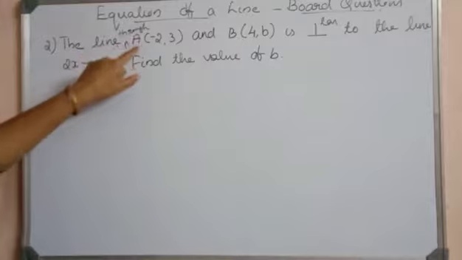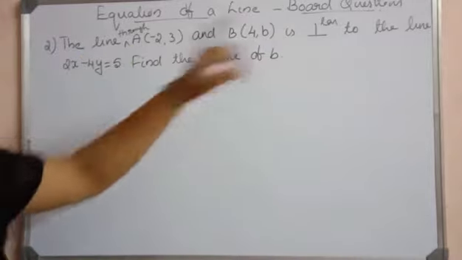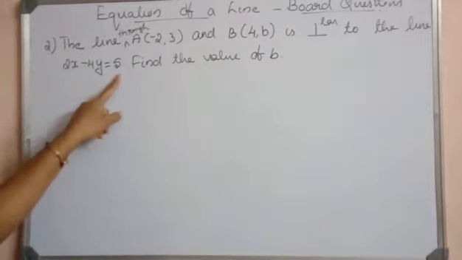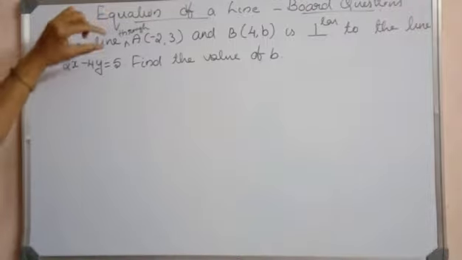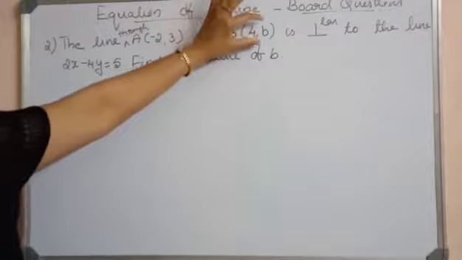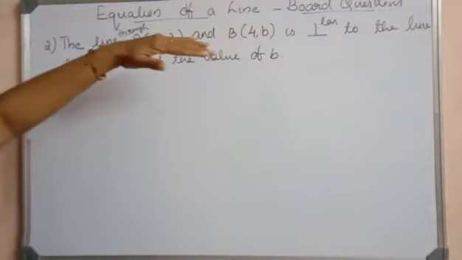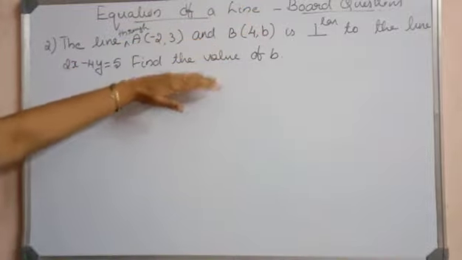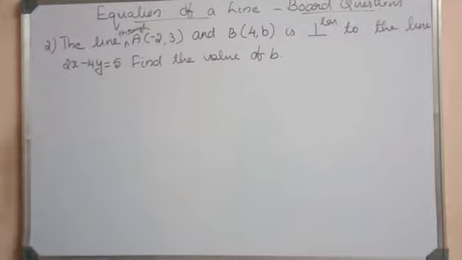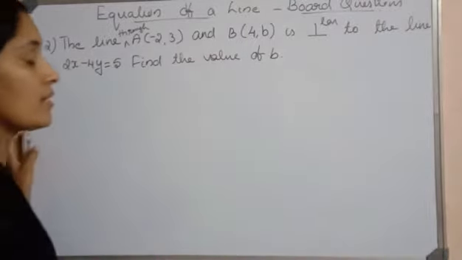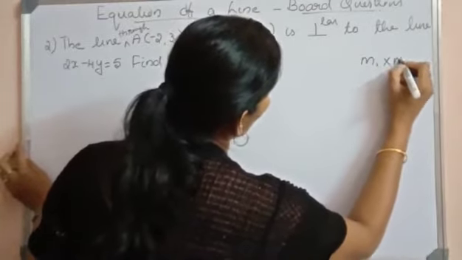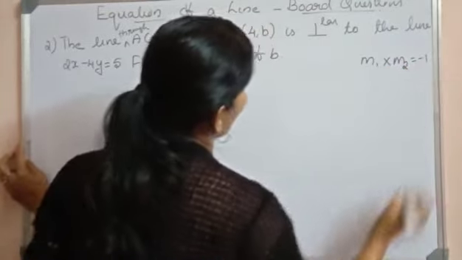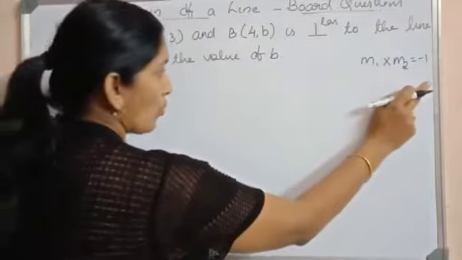The line through A and B is perpendicular to the line 2x minus 4y is equal to 5. Find the value of B. Here, we need to find the missing term, that is the y coordinate of B. The condition given is that these two lines are perpendicular. We have already seen our result: whenever two lines are perpendicular, the product of their slopes is equal to minus 1.